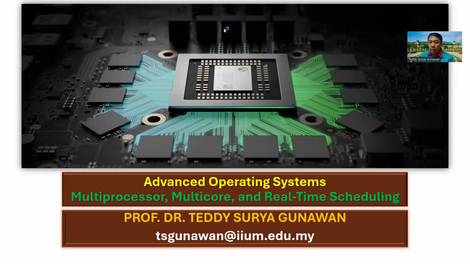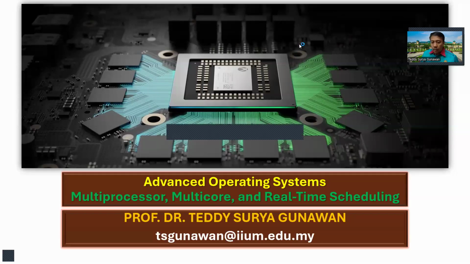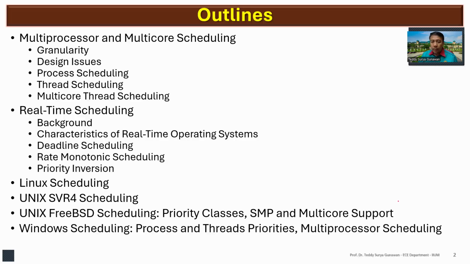So let's discuss the chapters on multiprocessors, multi-core, and real-time scheduling. Our focus on this chapter will be multiprocessor and multi-cores, and then real-time scheduling in the form of real-time OS. Okay, so this is the outline of these chapters.